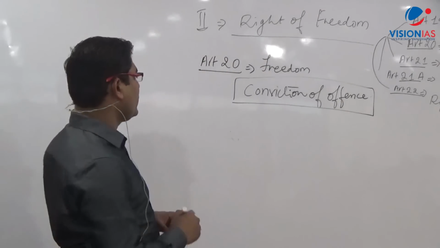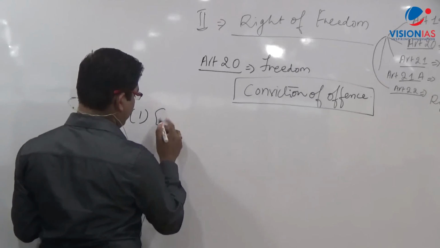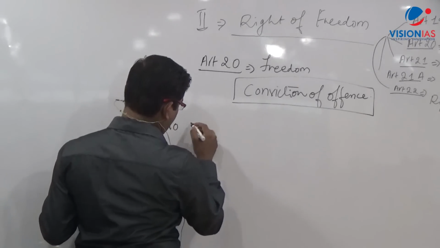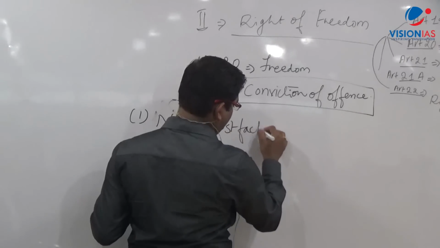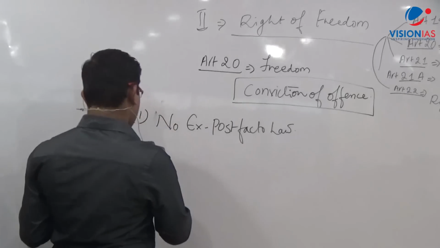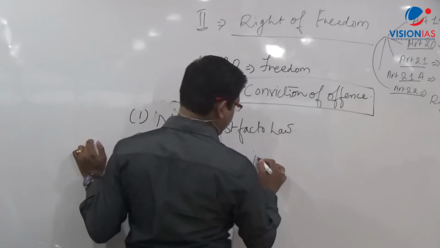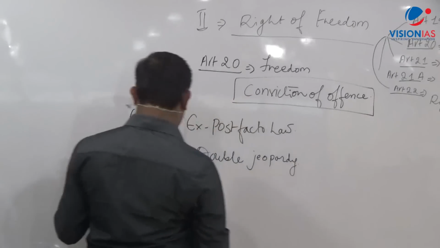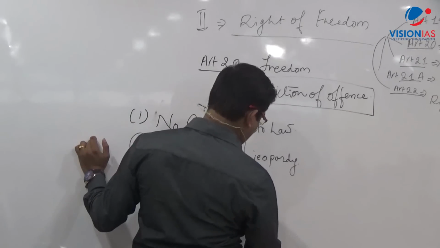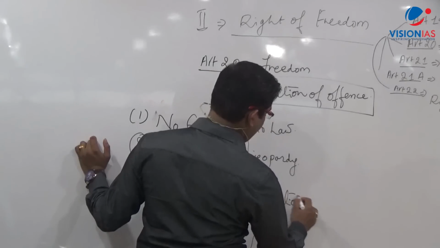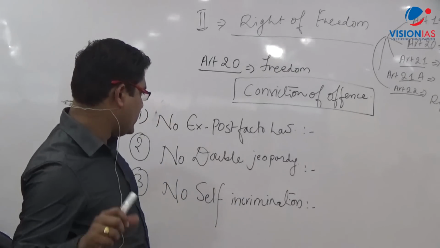With regard to conviction, there are 3 freedoms available within Article 20. First freedom is, there is no ex post facto law or legislation. Second is no double jeopardy. And third is no self-incrimination. So these are the three different aspects: no ex post facto law, no double jeopardy, and no self-incrimination.